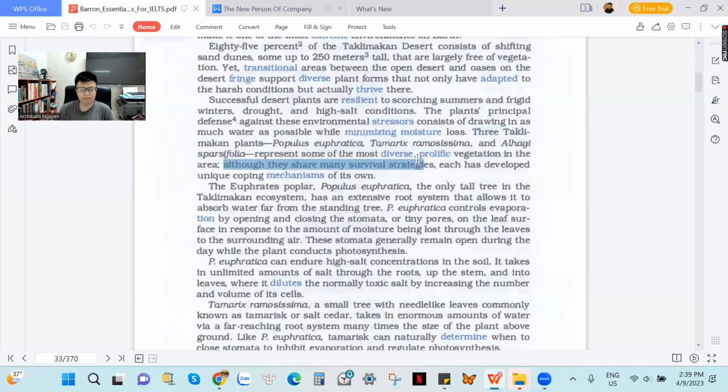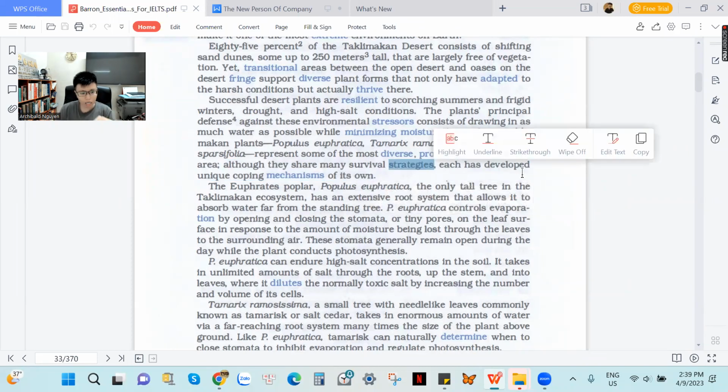Although they share many survival strategies, each has developed unique coping mechanisms of its own. First, strategies means the methods, the ways for you to use in order to solve something. Simply that. What is the strategy? What is the method for this? Instead of using the words way or method, they changed to strategy. It looks very beautiful, but the meaning is still the same as ways and methods.